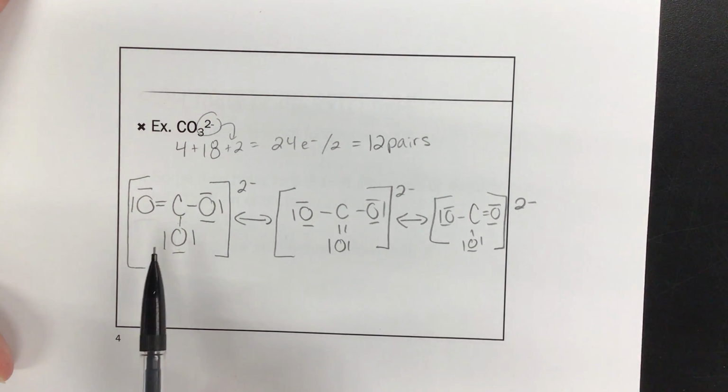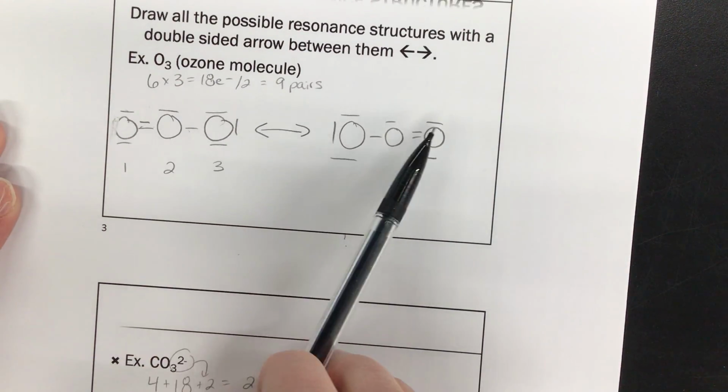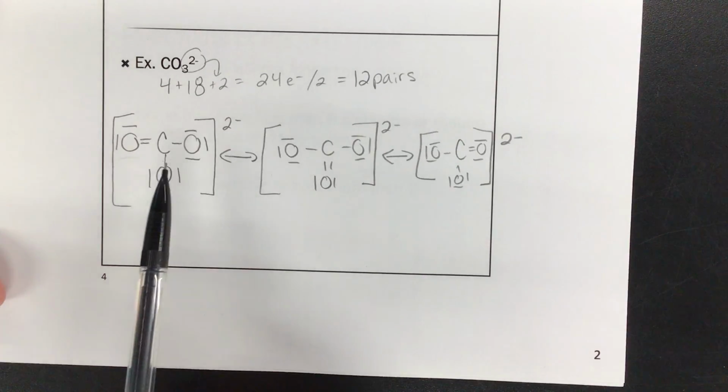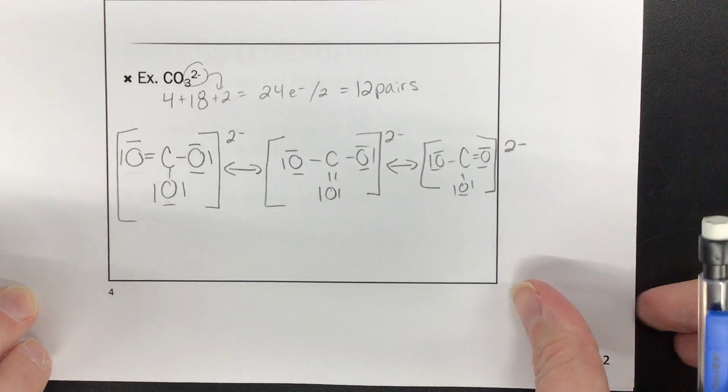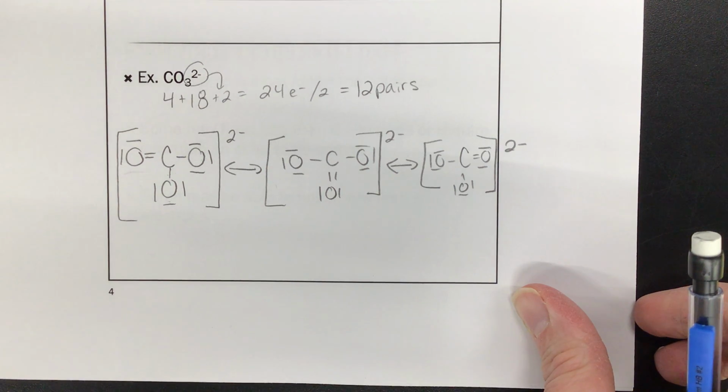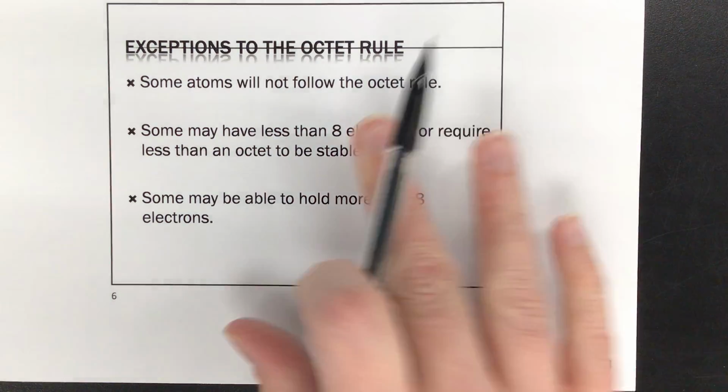And so there is 3 resonance structures here. So 2 resonance structures for ozone, 3 for the carbonate ion. That means the carbonate ion is more stable than the ozone molecule because it has more resonance structures.